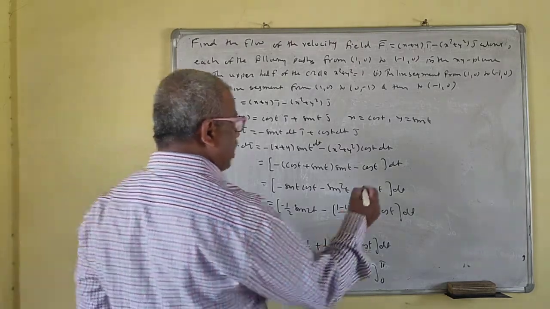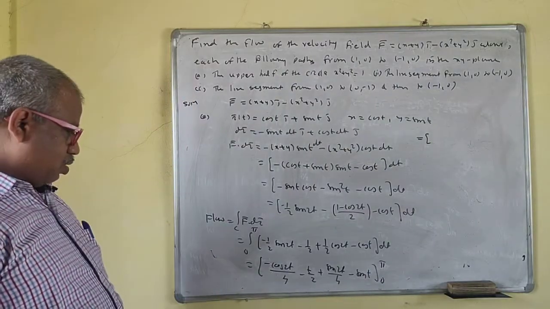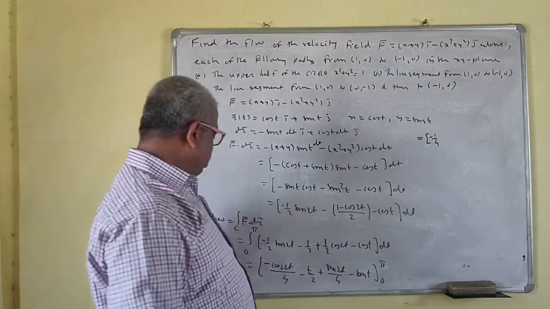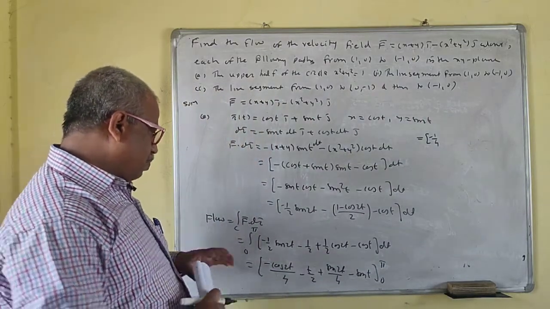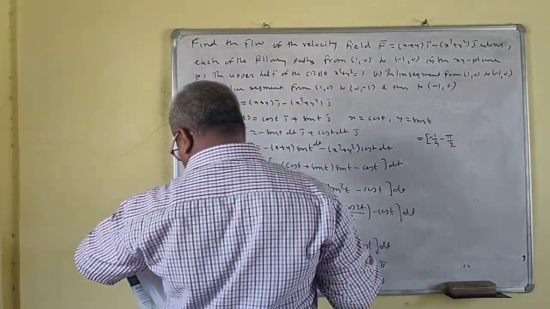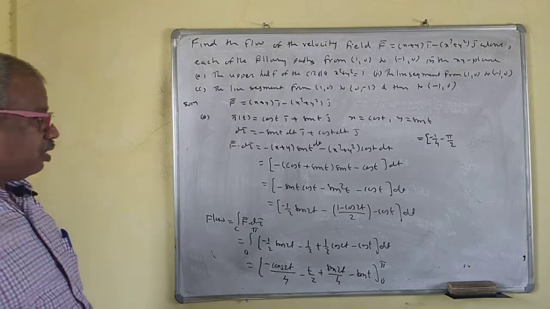Okay. So we put pi now. First put pi. Cos 2 pi is 1. So this is minus 1 by 4. So then pi minus pi by 2. Okay, then sin 2 pi is 0. Sin pi is 0. Okay, so this is over.